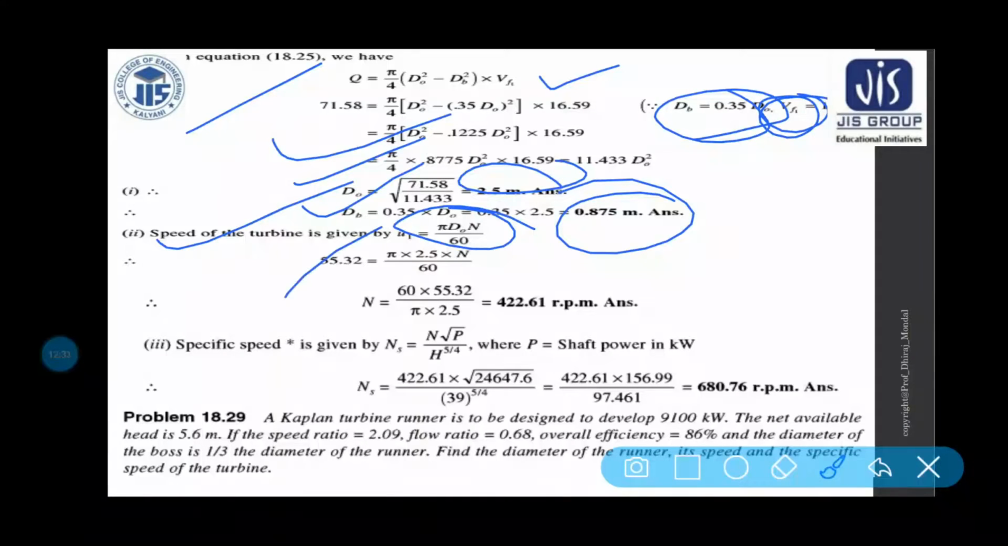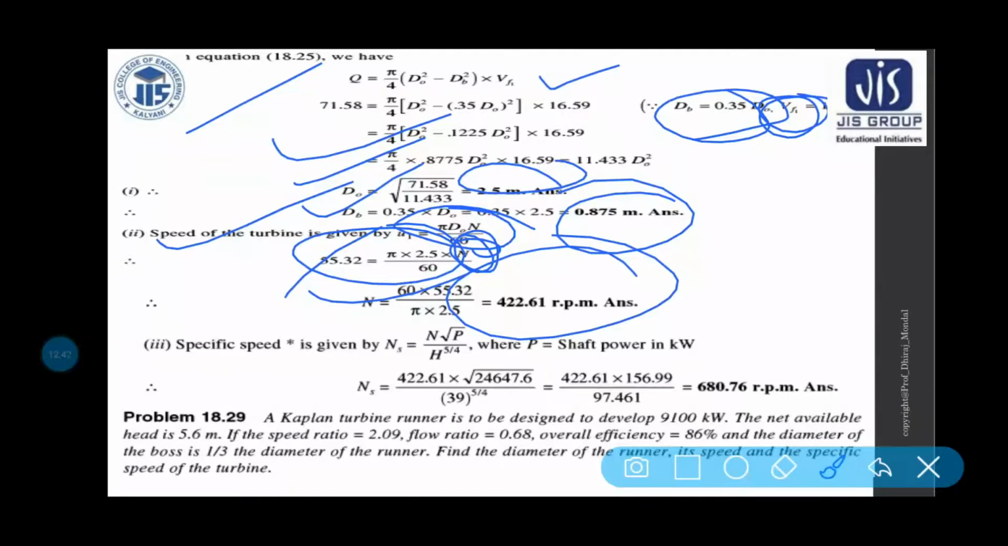Speed of the turbine: u1 is equal to pi d naught N by 60. So you know u1, and if you have u1 and d naught, all you have to find is N. All the data are known, so N you can find out: 422.61 rpm. So remember, when you get this speed, it is in rpm.